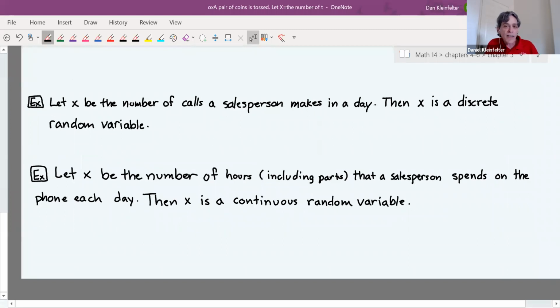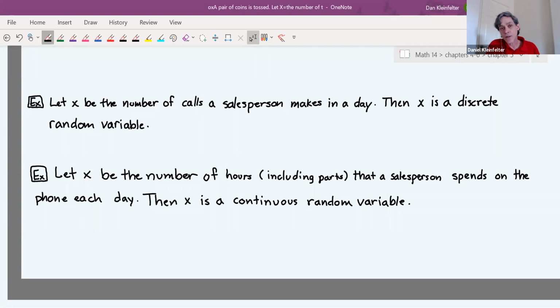We have discrete and continuous random variables, as I'd said. This chapter focuses on discrete variables. We want to make sure that we can tell the difference between the two. So in this example here, it says, let X represent the number of calls that a salesperson makes in a day. Then X is a discrete random variable. It's discrete, it's something that can be counted. Does a salesperson call 3 clients? Do they call 10 clients, 2 clients, or no clients? It's going to be some number that you can count on your fingers.